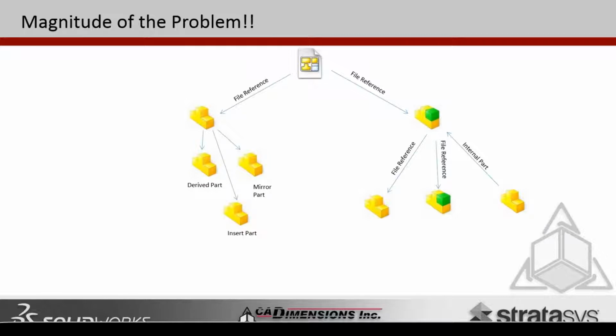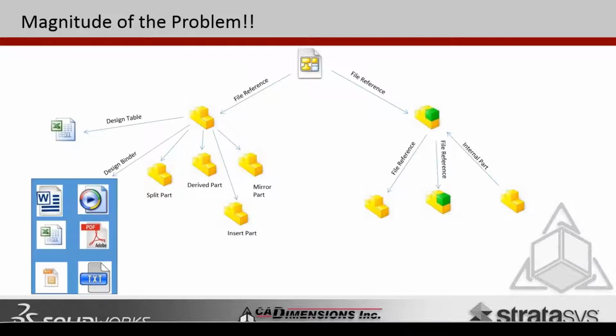You might have used the command called derive part or insert part, split part. You might have used a design table. You can link a design table externally. You might have used the design binder. And to make this even more confusing, you may have used in-context references. So looking at just this illustration here on a very, very small scale, you begin to understand why there's such an issue managing references and relationships between files. There's a lot of them, potentially a lot of different types of relationships that are built into SolidWorks.